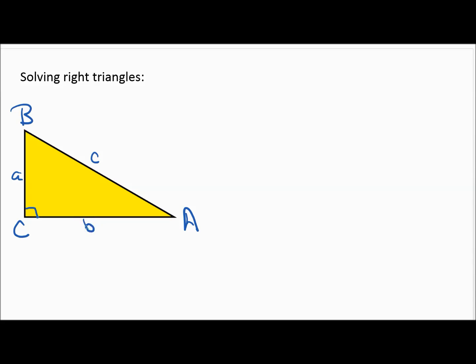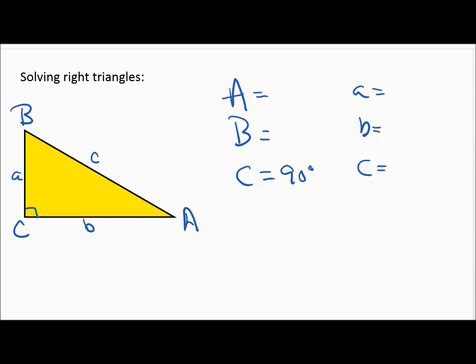And when we solve right triangles, what we're going to be doing is calculating what is A, what is B, what is C, and what is lowercase a, lowercase b, and lowercase c. Now, of course, you're going to be given some of this information right off the bat. Even from this picture, we know that angle C is 90 degrees because that's your right angle. But you'll be given two more bits of information.